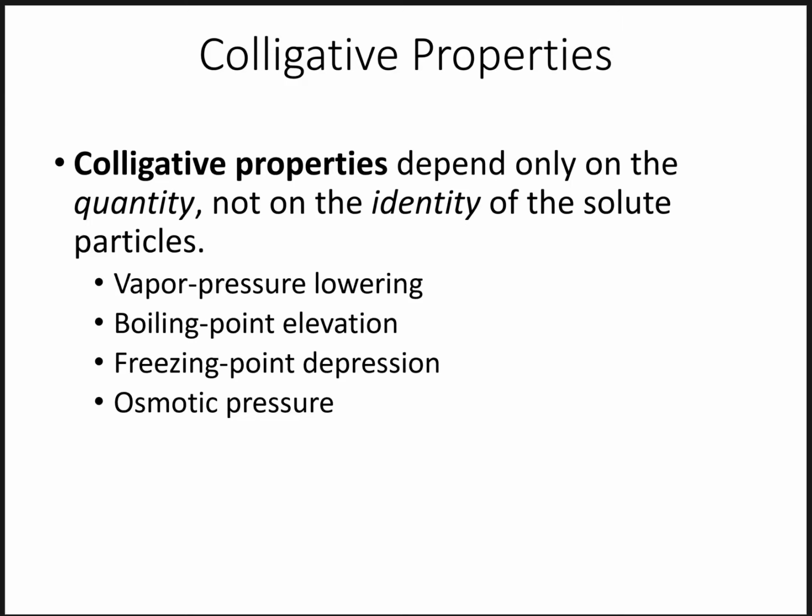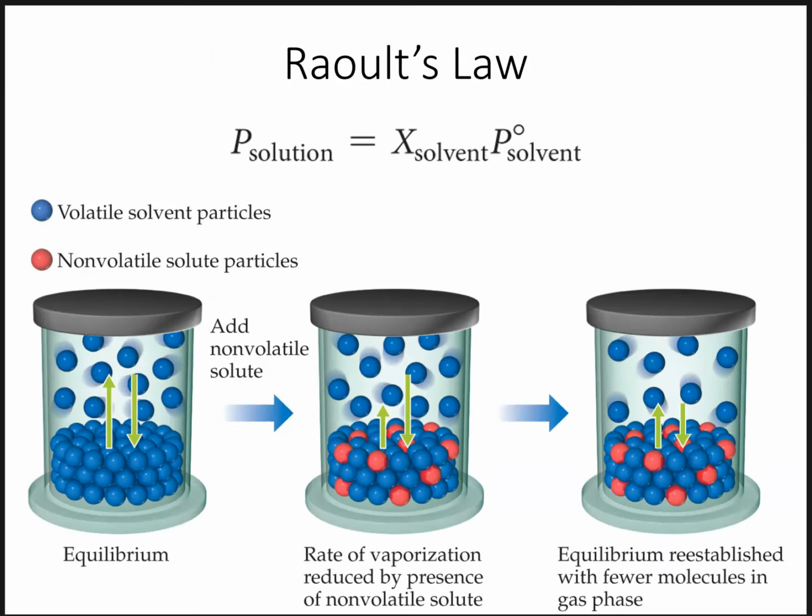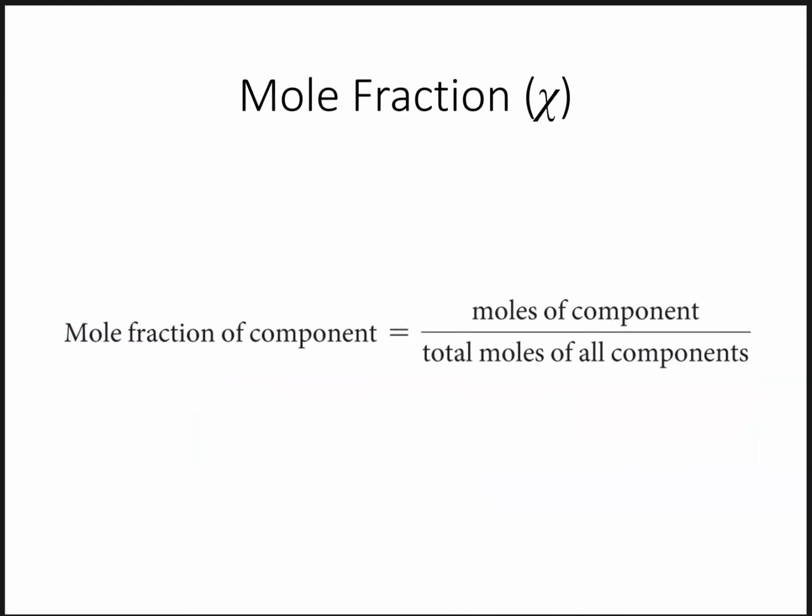First, with vapor pressure. Raoult's law describes vapor pressure as that the pressure in solution is equal to the pressure of the solvent in its pure form times its mole fraction. That is, mole fraction is the moles of a component divided by the total moles present.